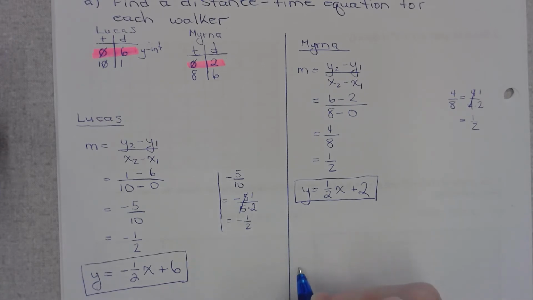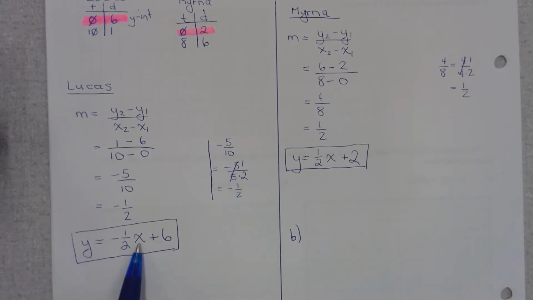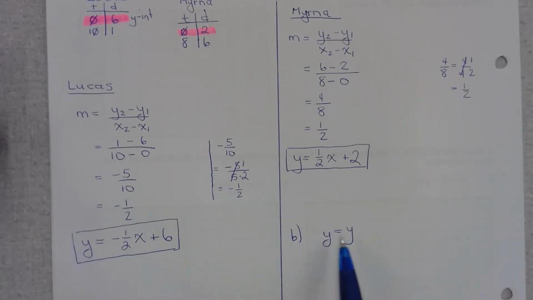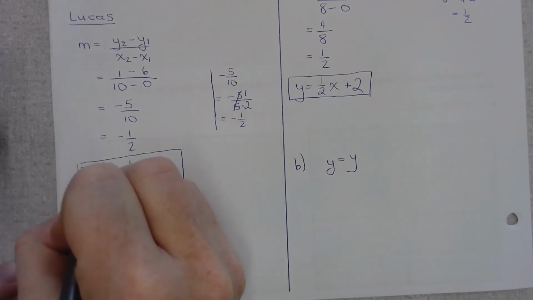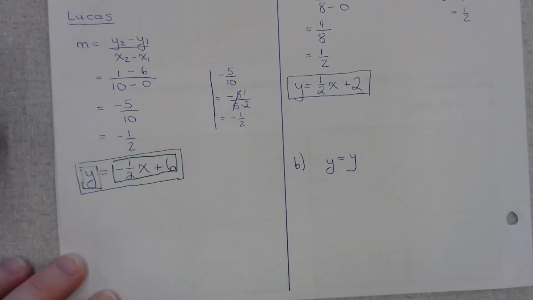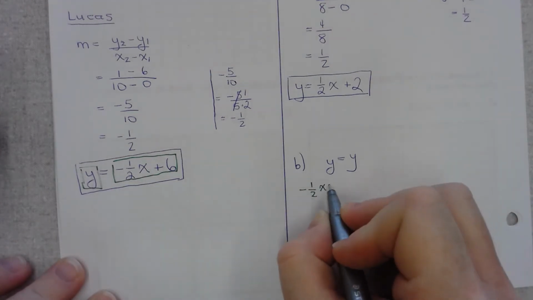Okay, so I'm just going to do B right here. In order to figure out when they're the same distance apart, well, y represents distance and x represents time. So I can write on my paper, y equals y, because that has to be true. These two things are exactly the same. The nice thing about this is that I also know that y and negative 1/2 x plus 6 are exactly the same. So I can replace one of my y's with negative 1/2 x plus 6.